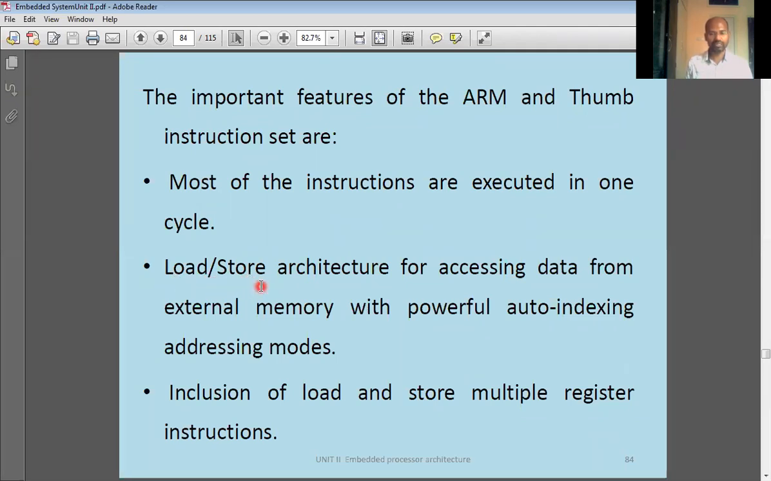By using these two instructions, one can transfer the data present in the memory to the registers in the register bank, or if you want to store the results which are in the registers in the register bank to the memory, we can use the store instruction. Inclusion of load and store multiple register instructions. By using load and store, we can transfer data to multiple registers with a single instruction. That we will see when we talk about the instruction set.